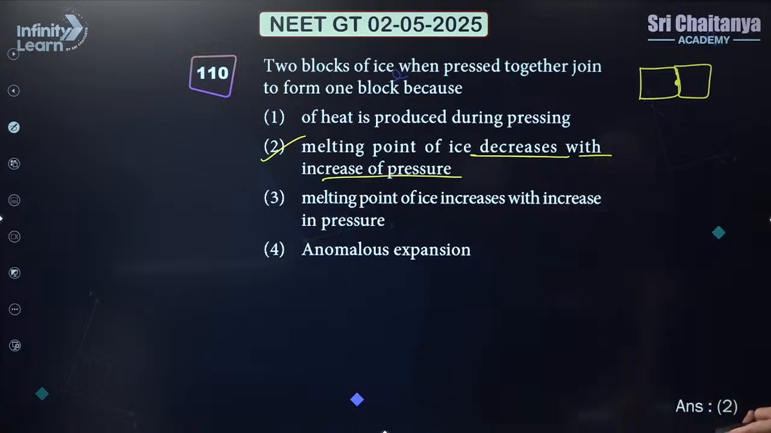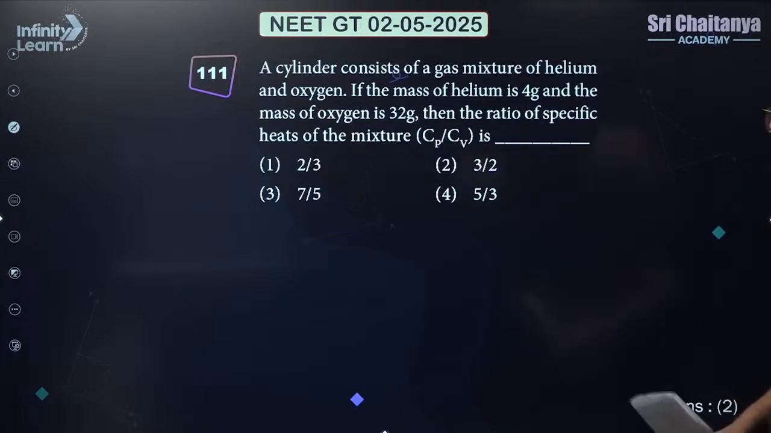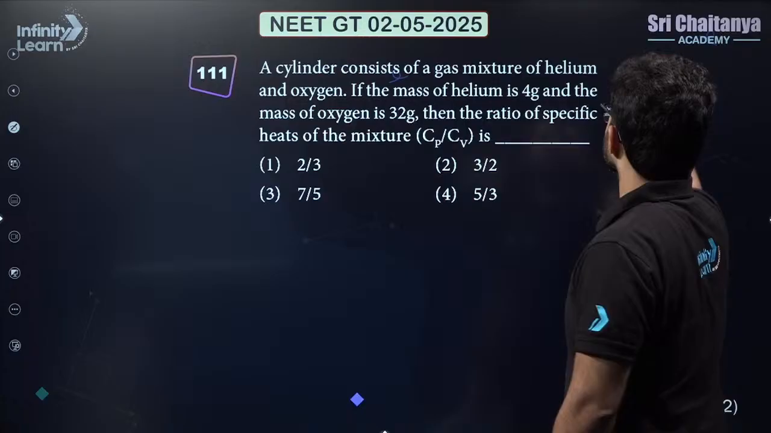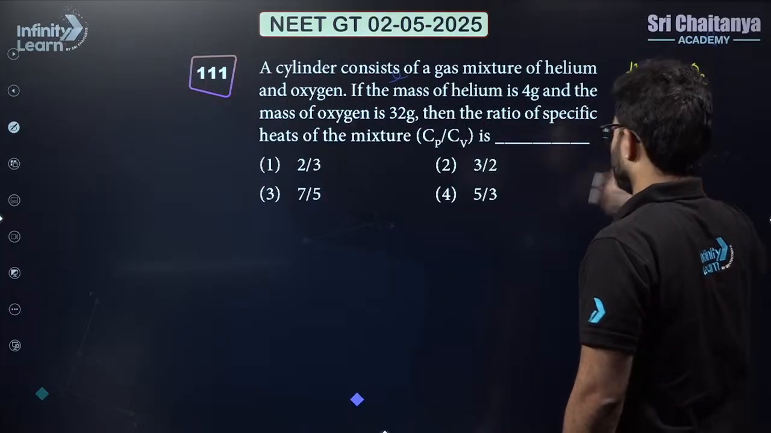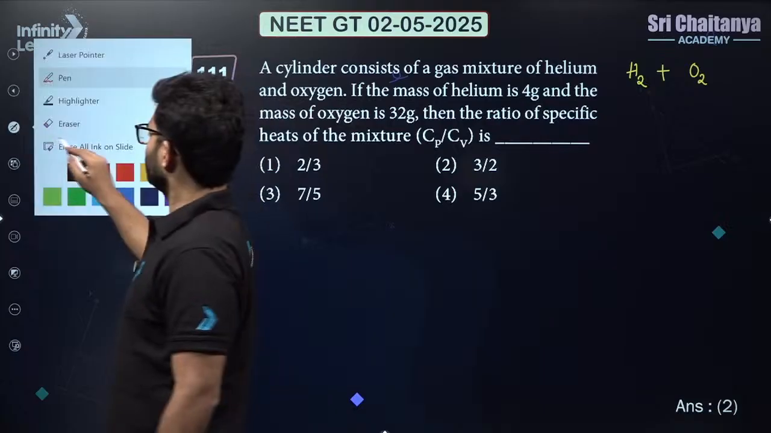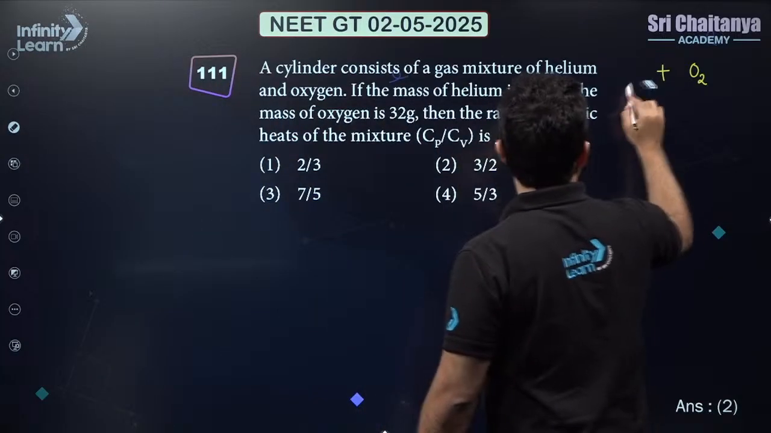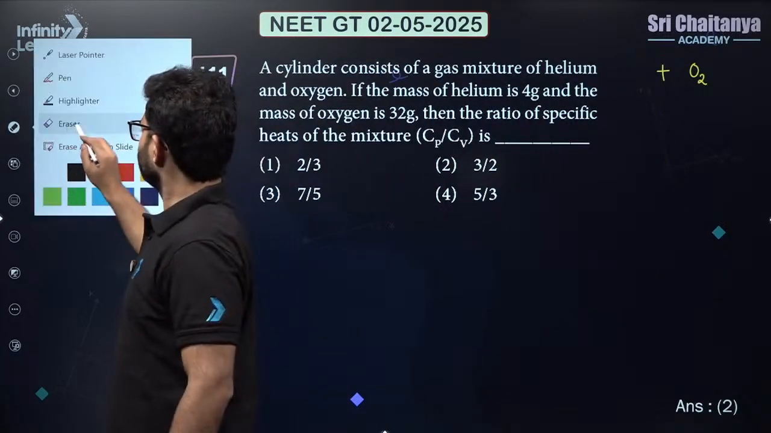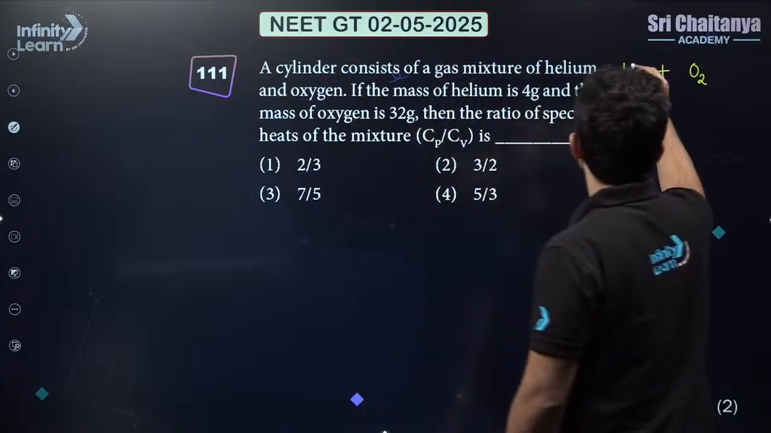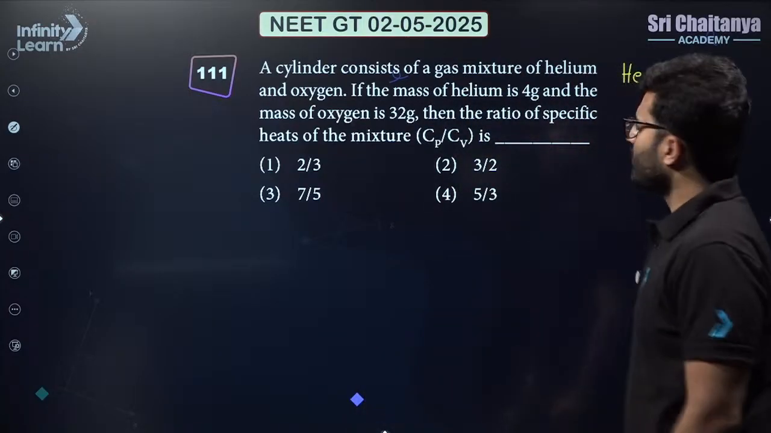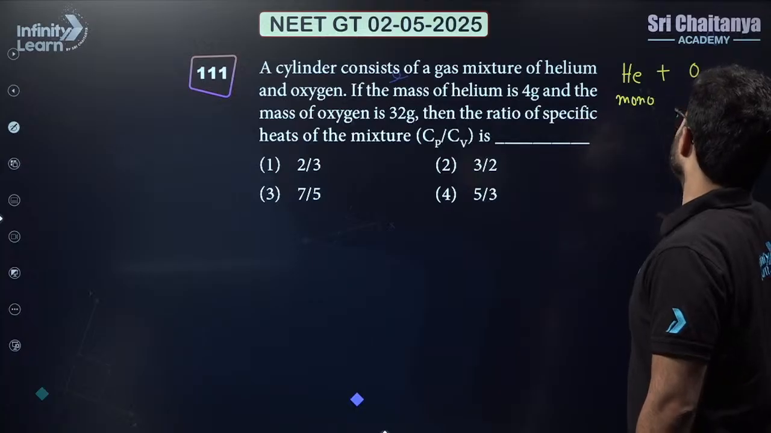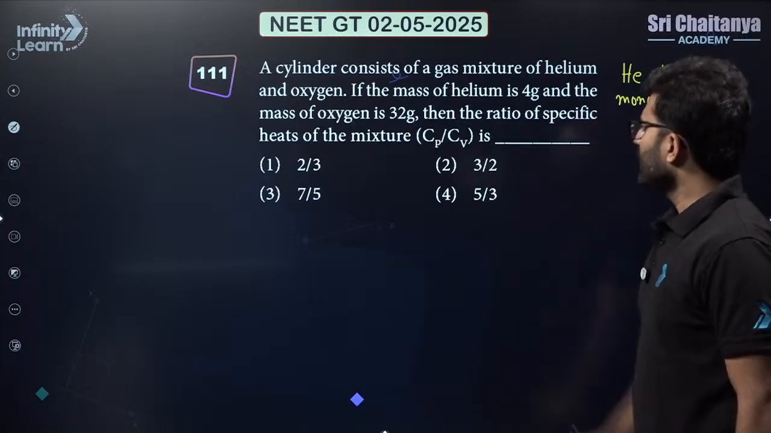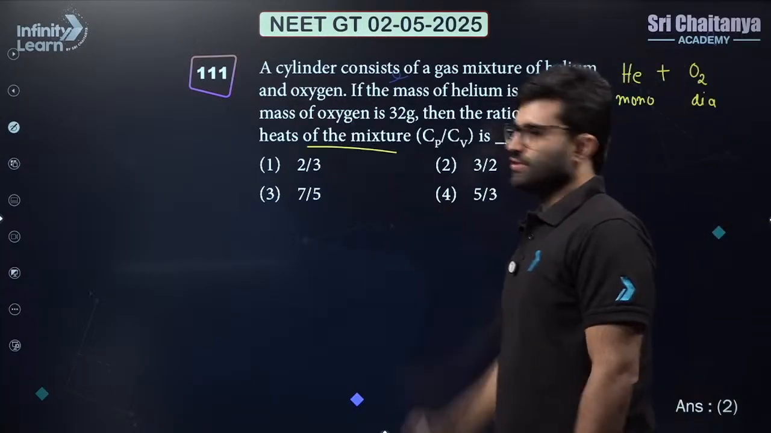Understood? Next. A cylinder consists of a gas mixture of helium and oxygen. So there is a gas mixture, helium and oxygen. Sorry, I said hydrogen. I'm so sorry. So that is helium, which is a monoatomic gas, and we have oxygen which is diatomic. So we have monoatomic and diatomic gas. It is a mixture. We have to calculate the ratio of specific heats of the mixture, right?